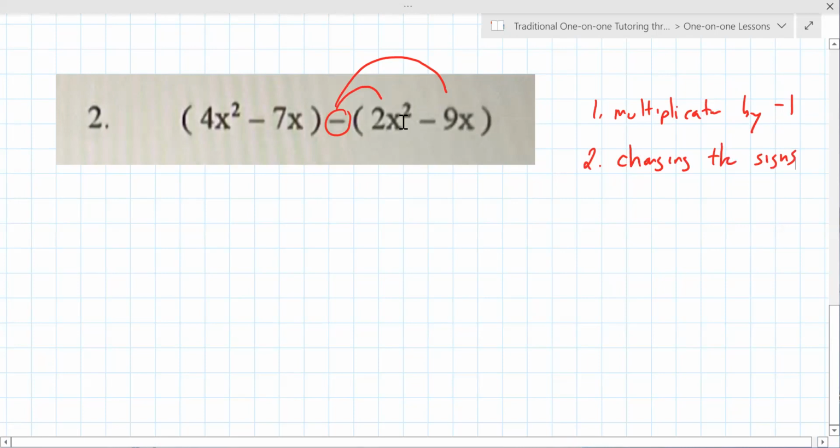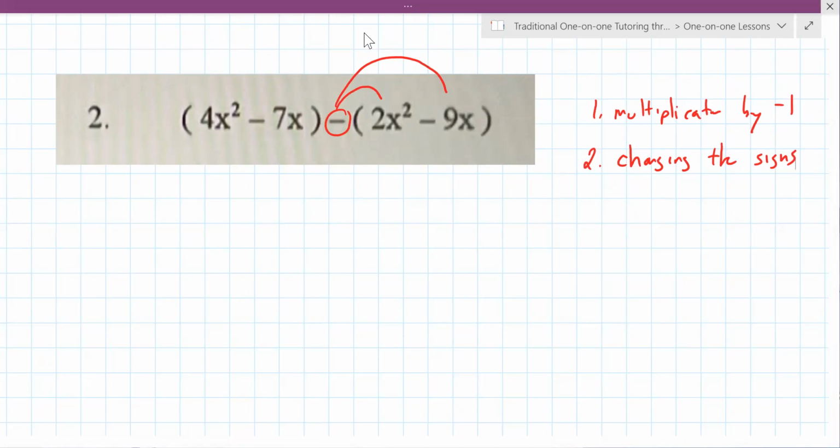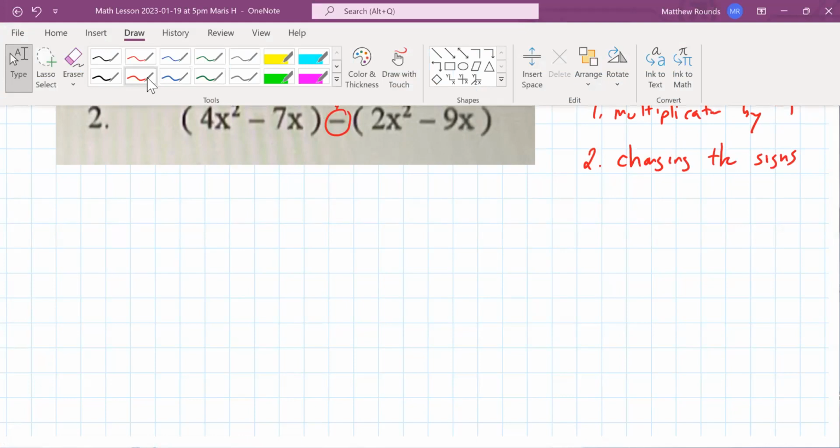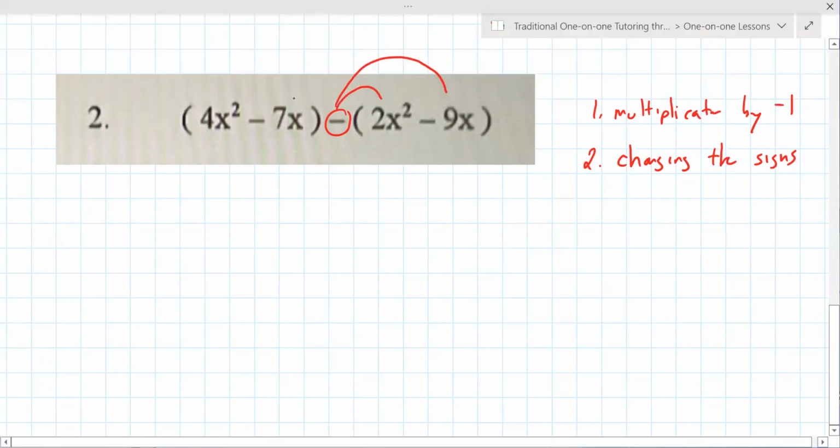And what I mean by that is 2x squared is positive, so now it's negative. 9x is negative, so the negative makes it a positive. Doesn't matter to me, doesn't matter to your teacher. You have to decide which way you want to think about it. Multiplication by -1, that means you're literally writing -1 times 2x squared, -1 times minus 9x. When you do option 1, you always put a plus in between.